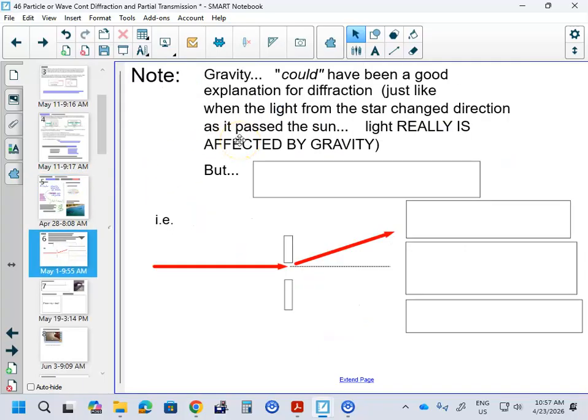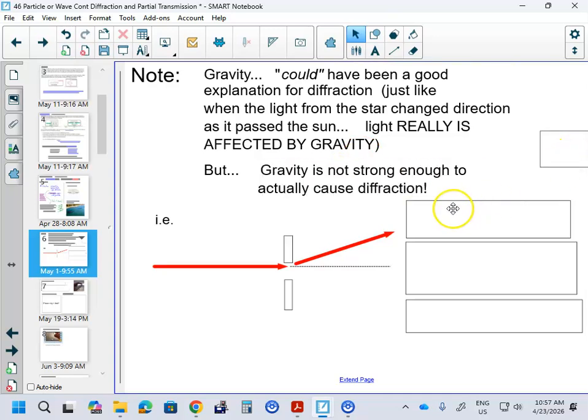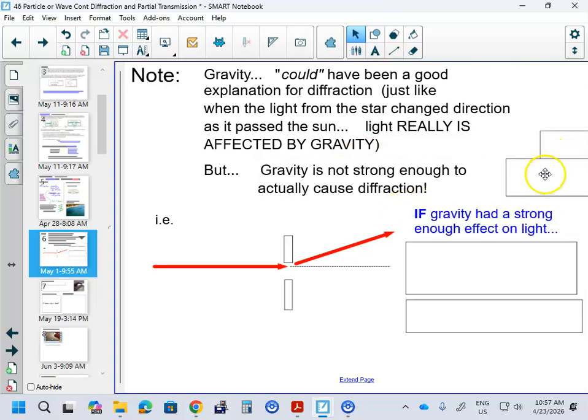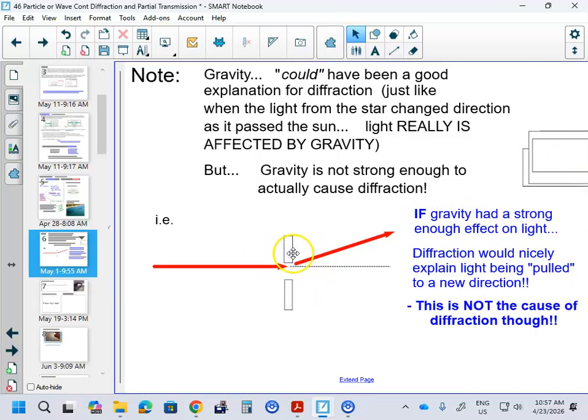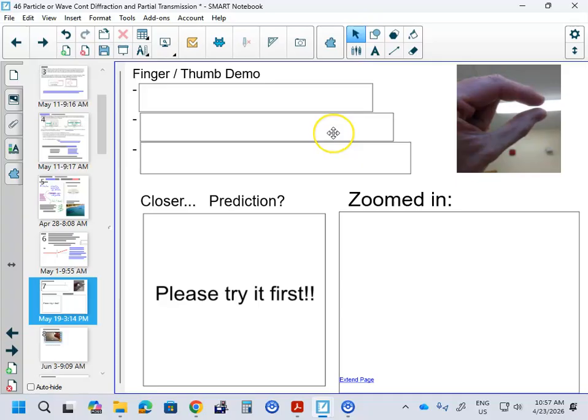Gravity could have been, really, I'm surprised Newton didn't sort of think of it, but gravity could have been an explanation for diffraction. Just like the light passing by the sun is affected by gravity and so on, but gravity is not strong enough to cause diffraction. If gravity had a strong enough effect on light, diffraction would easily be explained by being pulled to the side. Trouble is, of course, there's not a lot of mass there and just not enough gravity forces, right? So this is not the cause of diffraction, but kind of surprised Newton didn't think it was.